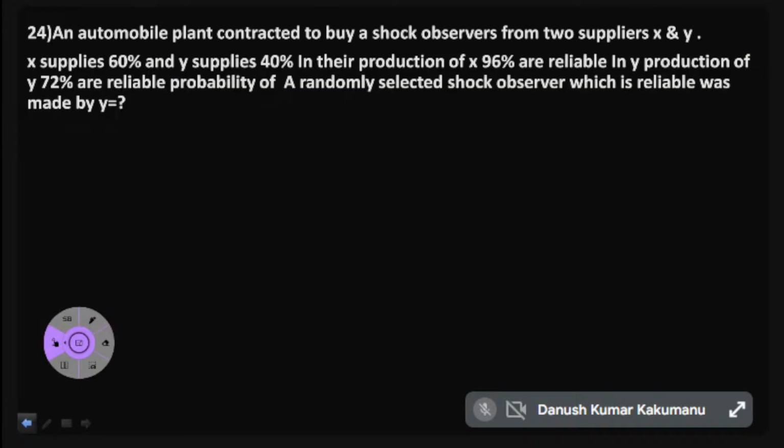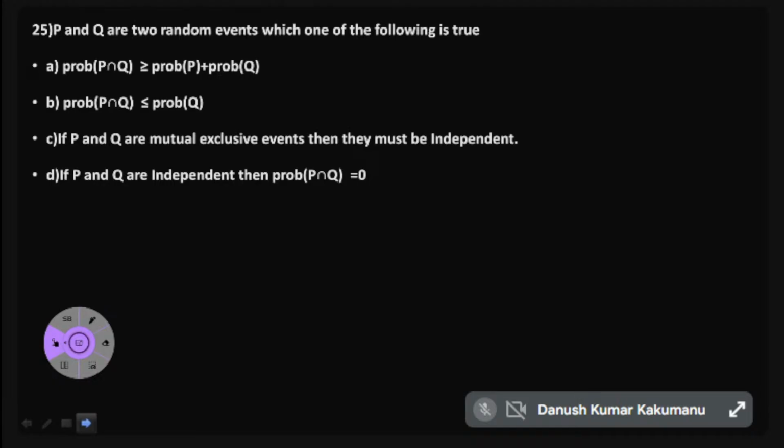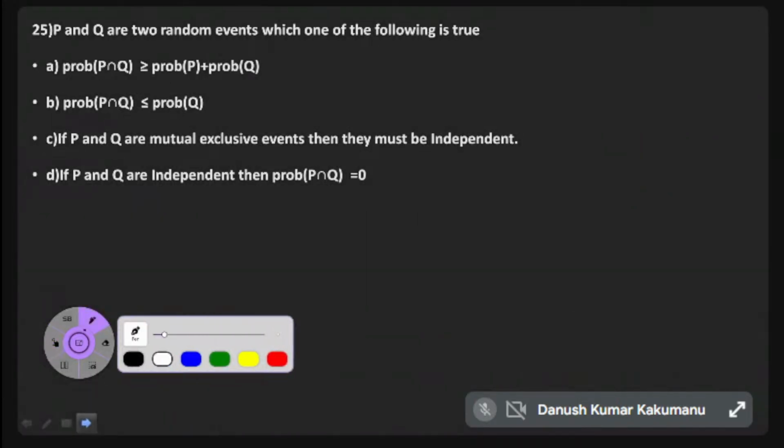What is the answer for this question? Tell me, think about it, all of you. P and Q are two random events. Which one of the following is true? A: probability of P intersection Q is greater than or equal to probability of P plus probability of Q. B: probability of P intersection Q is less than or equal to probability of Q. C: if P and Q are mutually exclusive events, then they must be independent. D: if P and Q are independent, then probability of P intersection Q is 0. Now tell me which is correct.